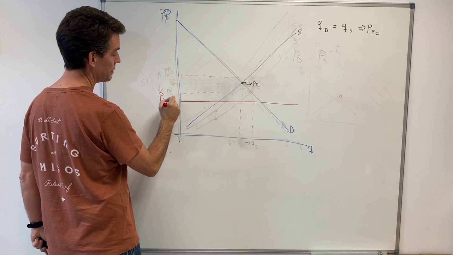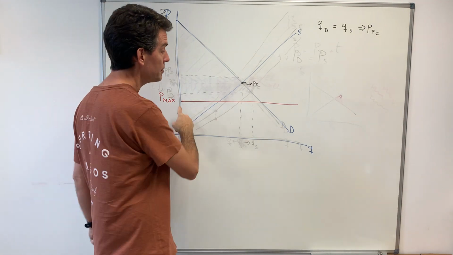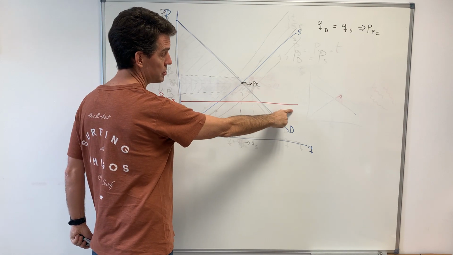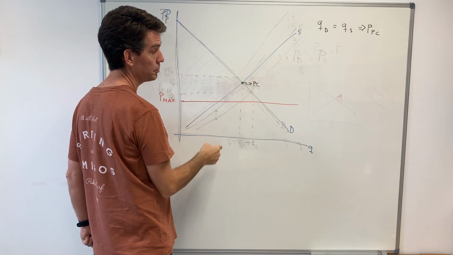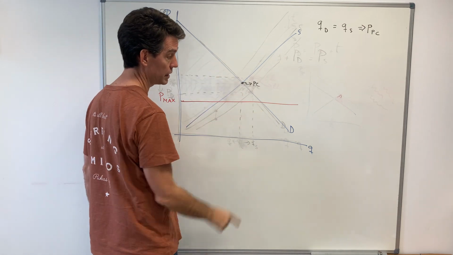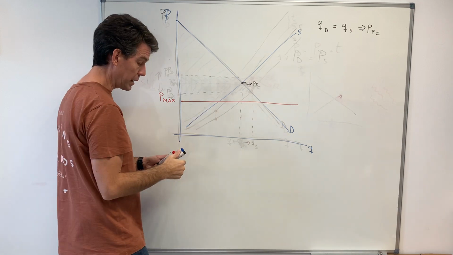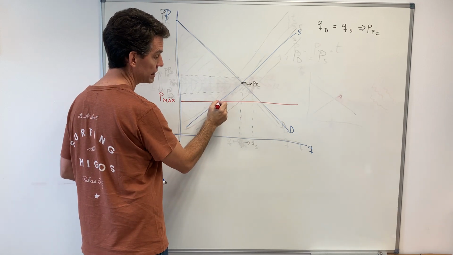Assume this is the P max, right? The price maximum. Why? Because if this is the maximum price that can be charged, right, and it's below the perfect competitive price, of course, at that very low price, a lot of consumers will want to buy this product, all this much. However, producers at that maximum price, at most, they will produce this number of units.